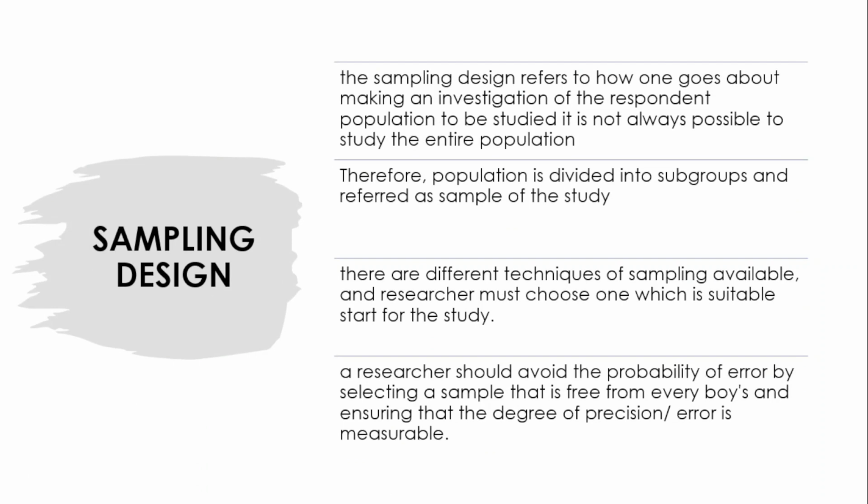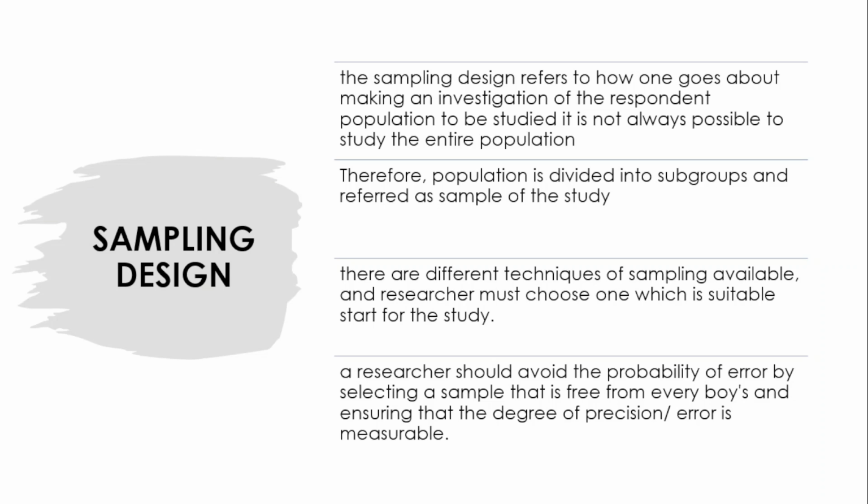Next step, sampling design. Sample is something that is a part of a huge population, or you can say the part of population. This refers to how one goes about making an investigation of the respondent population which you are looking to study, and as we are aware you are not able to study the whole population in one go. Therefore, you divide the population into subgroups and you create a sample out of these subgroups. So sample design lets you understand the overall behavior of a population by just taking the responses from a sample, studying it, analyzing it, and representing the whole population through the single sample.